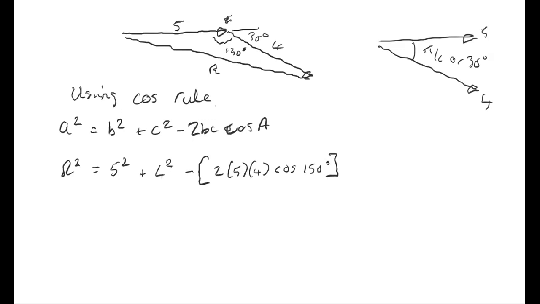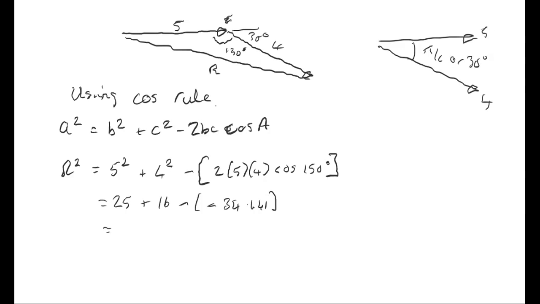So we can say 5 squared is 25. 4 squared is 16. 2 times 5 times 4 times cos minus 150 comes out at, if you check that in your calculator, 34.641. Is that a minus sign in front of the 34? Yeah, that is. So the two negatives make a plus.